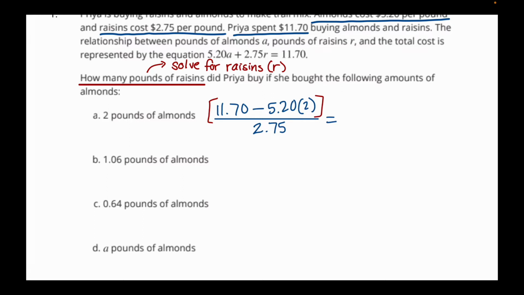So 11.70, we can do a piece at a time actually. 5.20, if I multiply that by 2, I'm really doing 11.70 and subtracting the $10.40 that she spent on almonds, and then going to divide by 2.75. So 11.70 minus the $10.40, that's going to give me $1.30. So she spent $1.30 on raisins. We're going to take that answer and then divide it by 2.75.